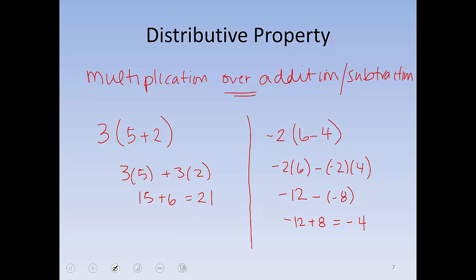Go back and make sure that you've got notes thoroughly on all of the properties that we've worked on, including the associative property, the commutative property, the identity properties, the inverse properties, and our distributive property.